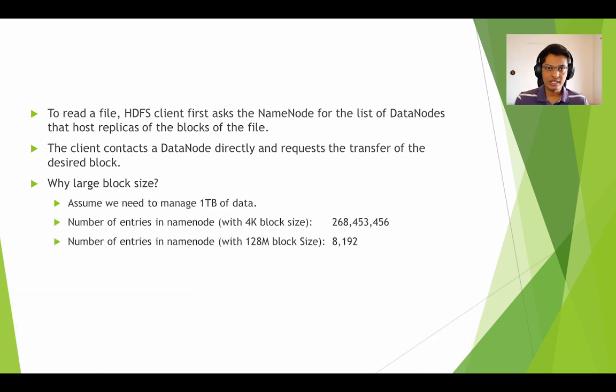HDFS is designed to store files at a petabyte scale. Having large block size reduces the amount of metadata that the name node needs to handle. Also, HDFS clients need to contact the name node to request the address of the block in the data node. Large block size reduces the number of requests that a client needs to make to access the entire file. For example, if a block size of 4 KB is used to access a 1 TB file, the client will have to raise 2 million requests to the name node. This number is reduced to about 8,000 if the block size is 128 MB. This considerably reduces the network overhead.